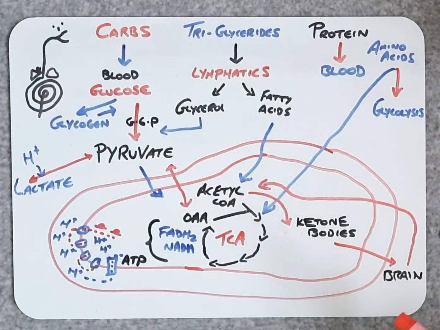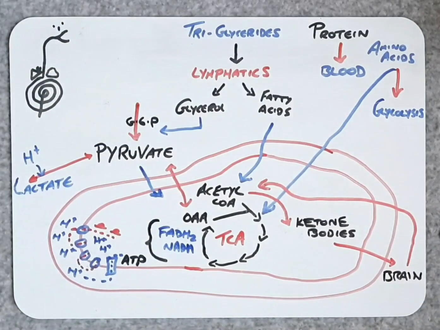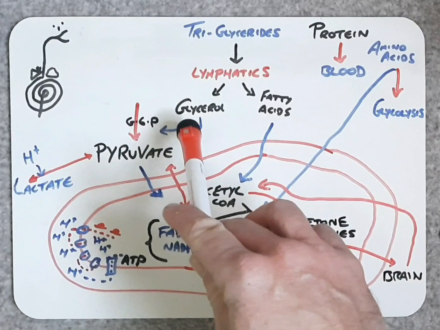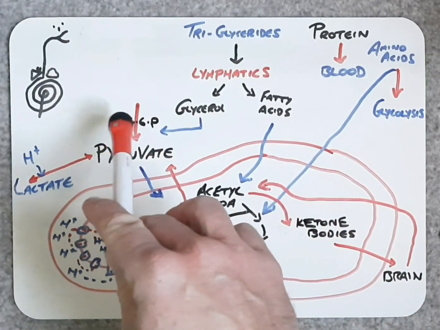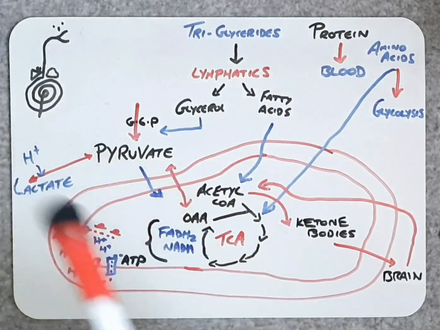Can we then get energy without carbohydrates? Let's have a look. I've taken out the carbohydrates. Are we still getting energy? Yes, we are. We're getting lots because the glycerol from the fatty acids is turning into glucose 6-phosphate, pyruvate, and the system starts all over.